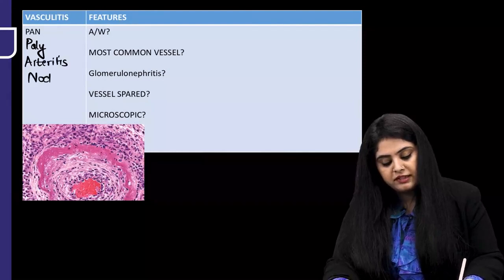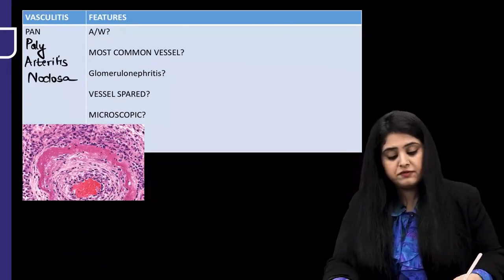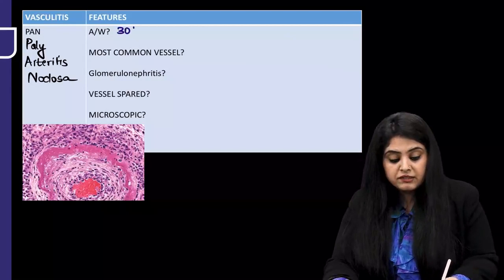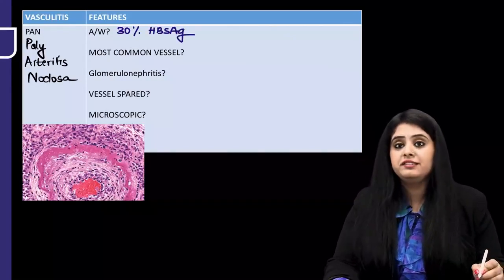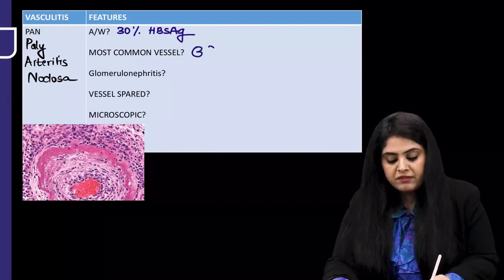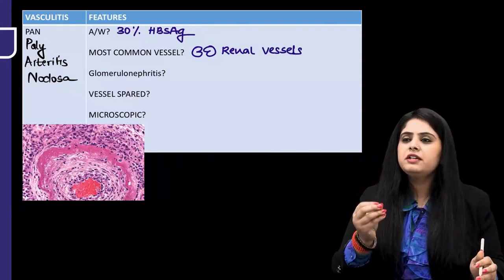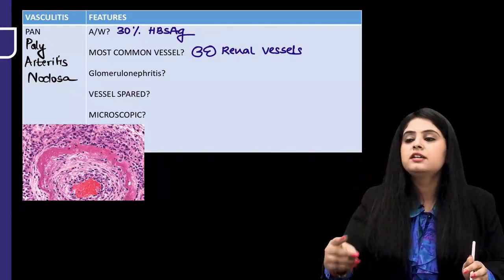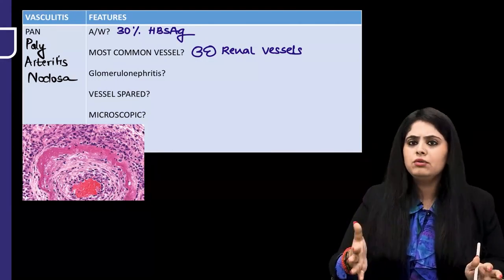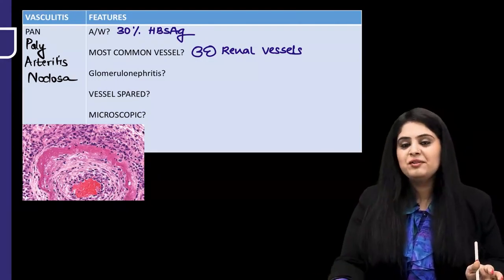Polyarteritis nodosa tells us, what is it associated with? 30% cases are going to be positive for hepatitis B. It is positive for HBsAg. And the most common vessel affected are the renal vessels. Medium vessel it is, but which vessel? Renal vessel. So many people believe that as soon as I use the word kidney, they say, okay, glomerulonephritis is happening. No, every kidney disease is not a glomerulonephritis.